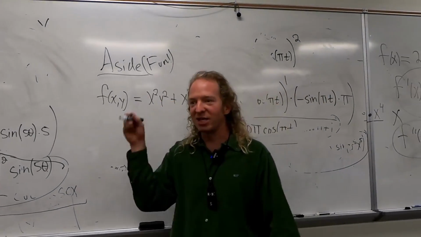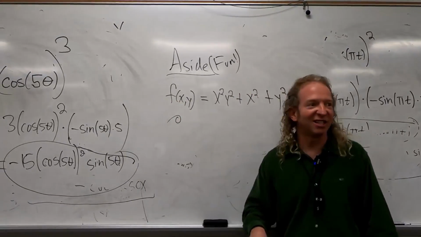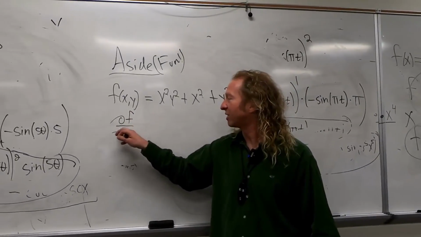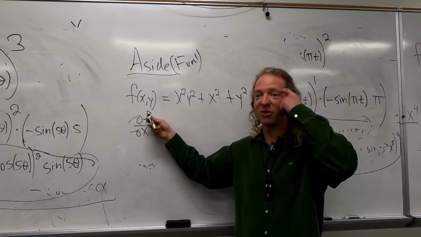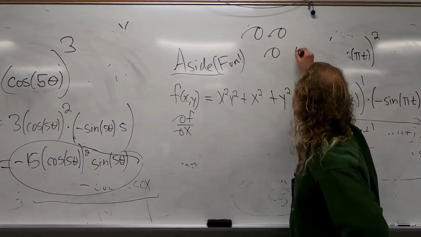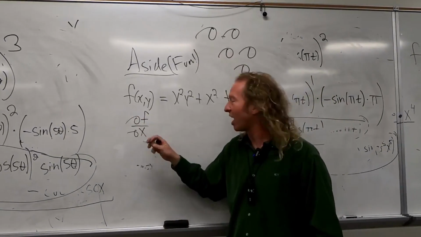So instead of dy dx, we use this symbol here. Del. So it's del f, del x. That's how you read it. It's just read del. So del f, del x. So how do you do that?